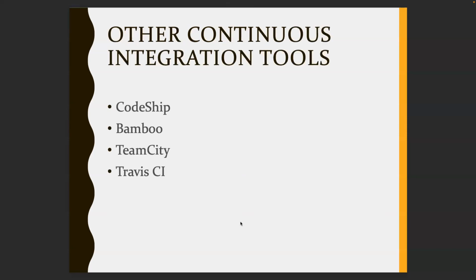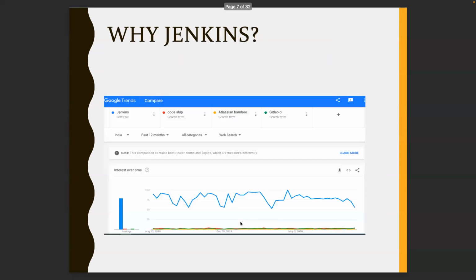And other continuous integration tools are like CodeShip, Bamboo, TeamCity, Travis CI, and so on. These are all the different continuous integration tools. Many tools are there, but Jenkins is the clear winner in the category. Why is it the clear winner? See the graph? There is no good competitor for Jenkins, I can say. Other tools are here. This is from 2020, even till date also, you will see a similar graph.